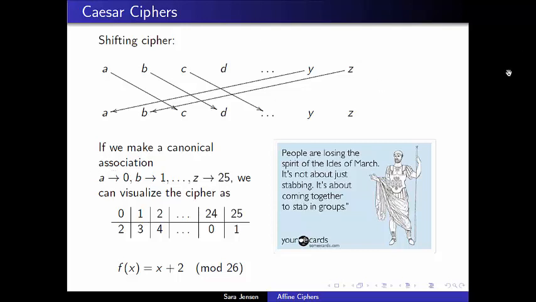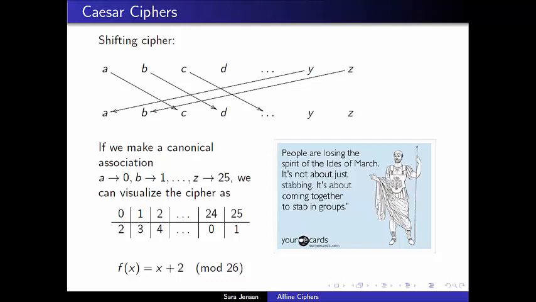And that's a great way to visualize this, but one way that we can make this more mathematical is we can make this canonical association between the letters of the alphabet, A through Z, and the numbers 0 through 25 for the 26 letters of the alphabet. And the reason we want 0 through 25 instead of 1 through 26 is because we're thinking like computers, and we're going to ultimately just use modular arithmetic.